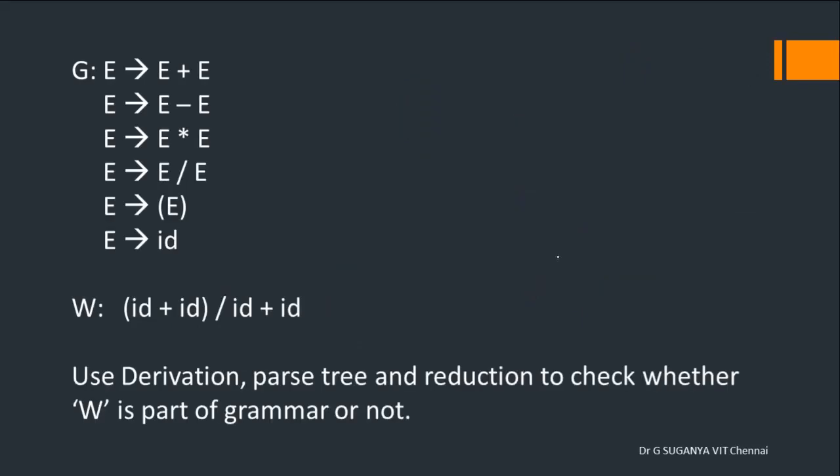The first example given is a complete grammar used to generate all sorts of basic arithmetic expressions. You have plus, minus, star, slash operators, parenthesis, and then the operands. There is a given word. Using derivation, parse tree, and reduction, we need to check whether W is part of the grammar or not. So, let us take this word: ID plus ID slash ID plus ID. This is the W. First, let us use derivation, the first method.